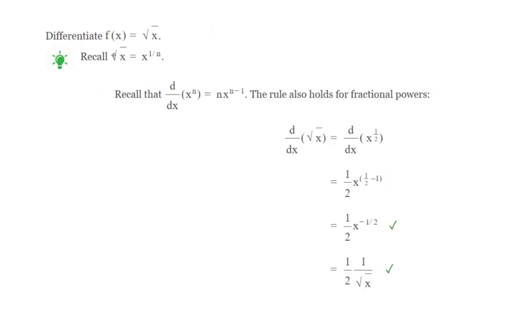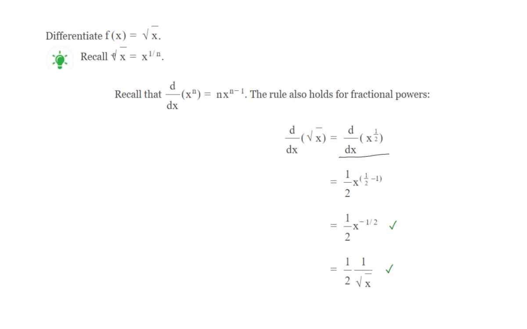Now differentiate f of x is equal to root x. So recall, nth root of x is equal to x raised to 1 by n. And also derivative of x raised to n is equal to nx raised to n minus 1. The rule also holds for fractional powers. So derivative of root x can be written as derivative of x raised to 1 by 2.